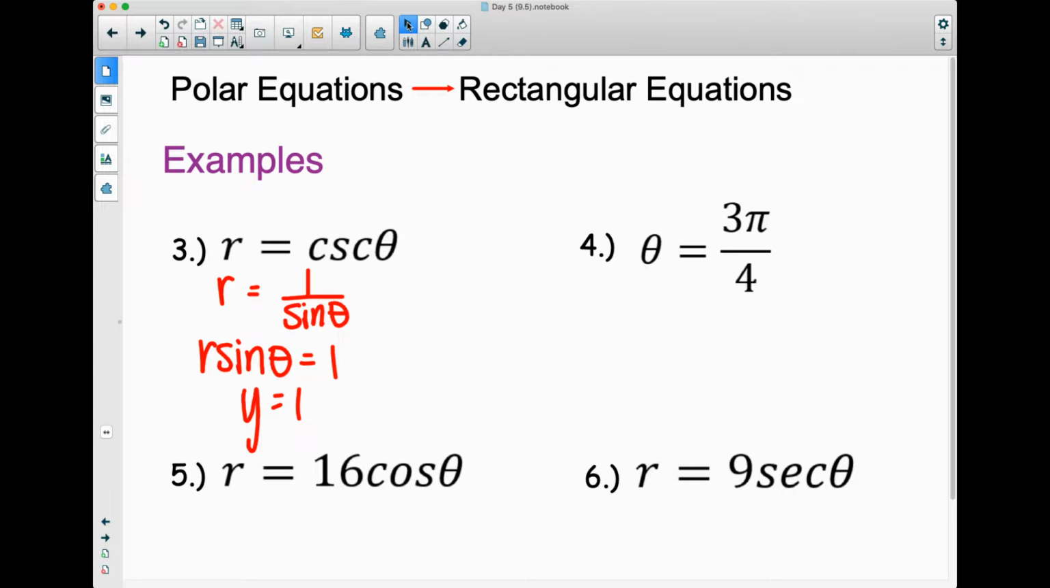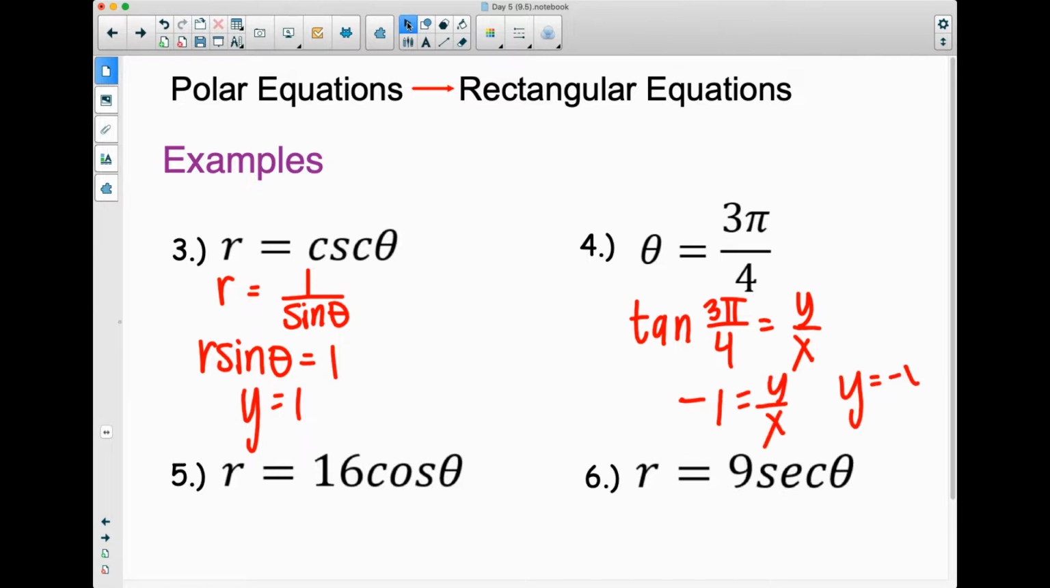Tangent being 3 pi over 4, we're going to use tangent of theta. So tangent of 3 pi over 4 is equal to y over x. In other words, whenever you're given theta, you're going to use the tangent one. What is tangent at 3 pi over 4? -1. So y equals -x, which makes sense because 3 pi over 4 is right here. If I continued drawing that line, there's that y equals -x.